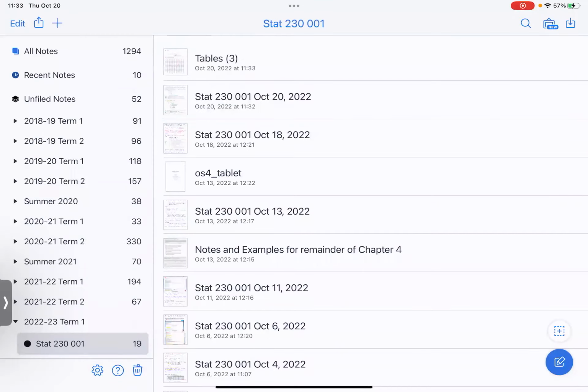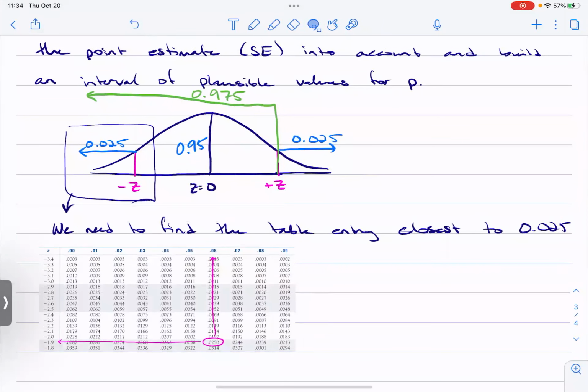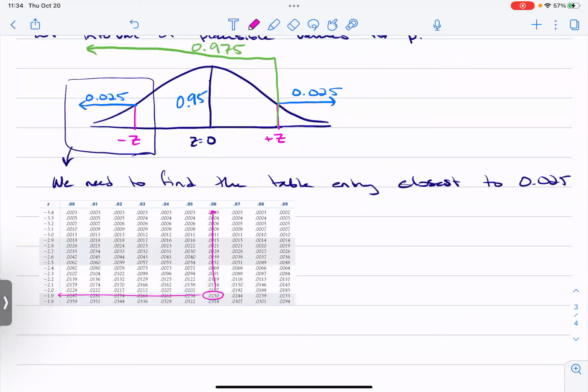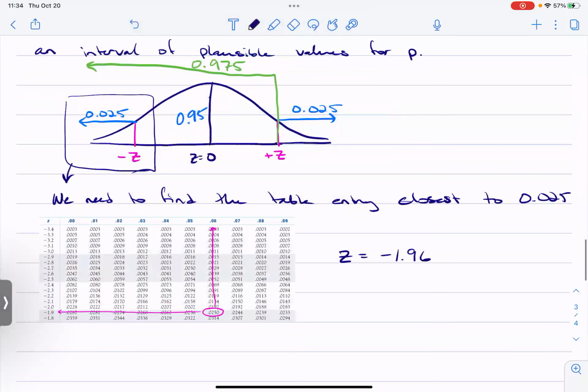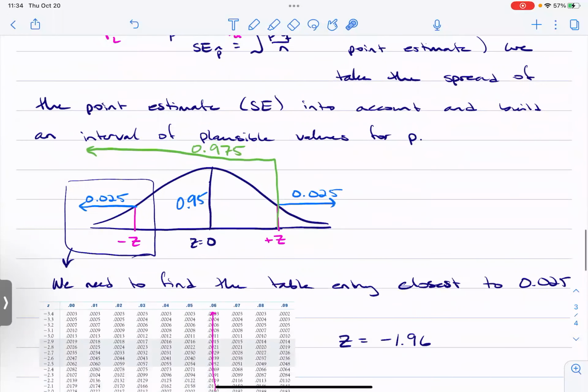Z equals negative 1.96. Which means that this cutoff is going to be 1.96 standard errors down from p hat, right? Because I can translate it up here.